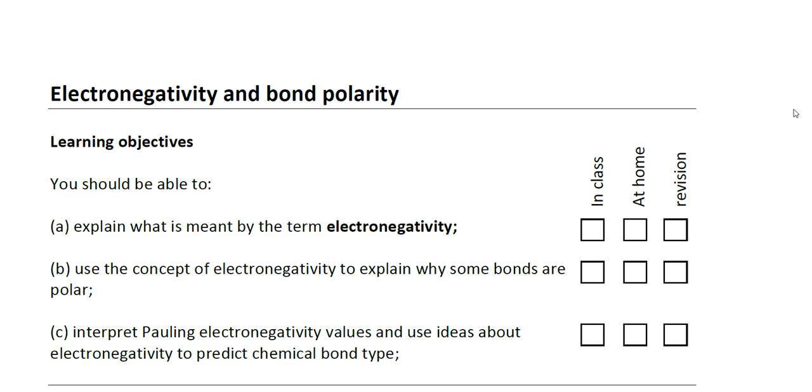Now, those of you doing biology may have some understanding of what we mean by polar already. What does that mean, polar? Okay, an uneven distribution of charge. So you're thinking about one end being perhaps slightly positive and one end being slightly negative.